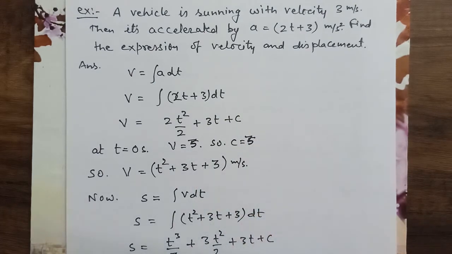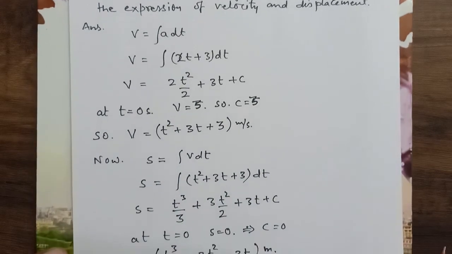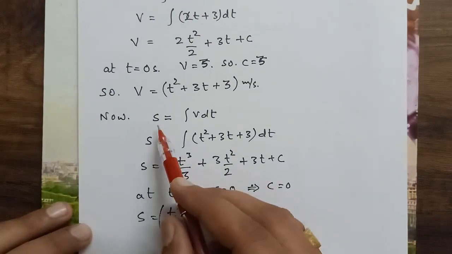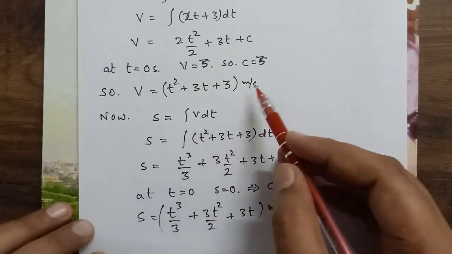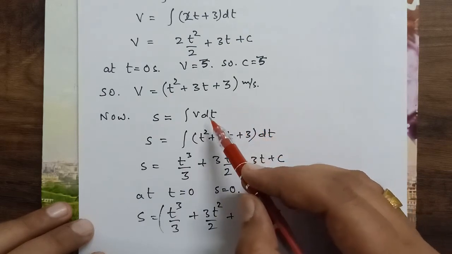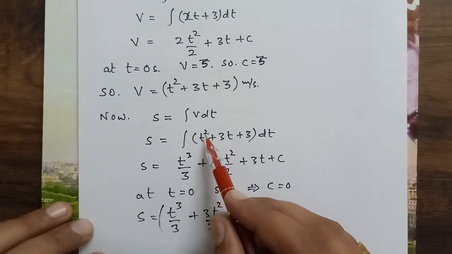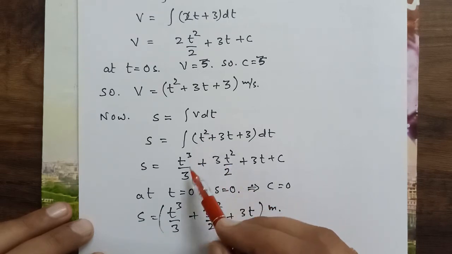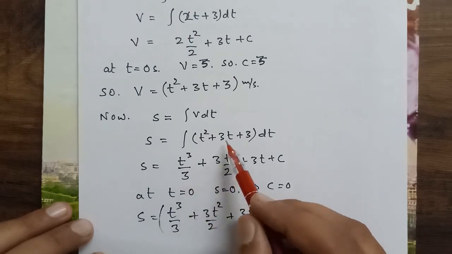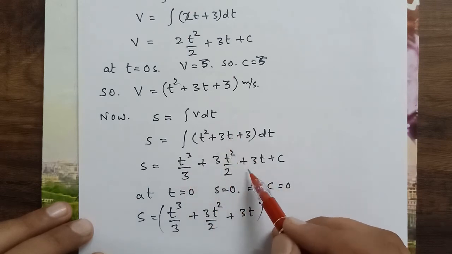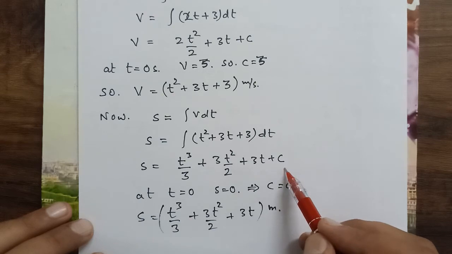And in continuation, if you want to find the displacement, then displacement is s = ∫v dt. We have got a clear expression of velocity, so you will put the same here, and you can see t square, so the power plus 1, so t cube upon 3 plus 3t square by 2 plus 3t plus c.